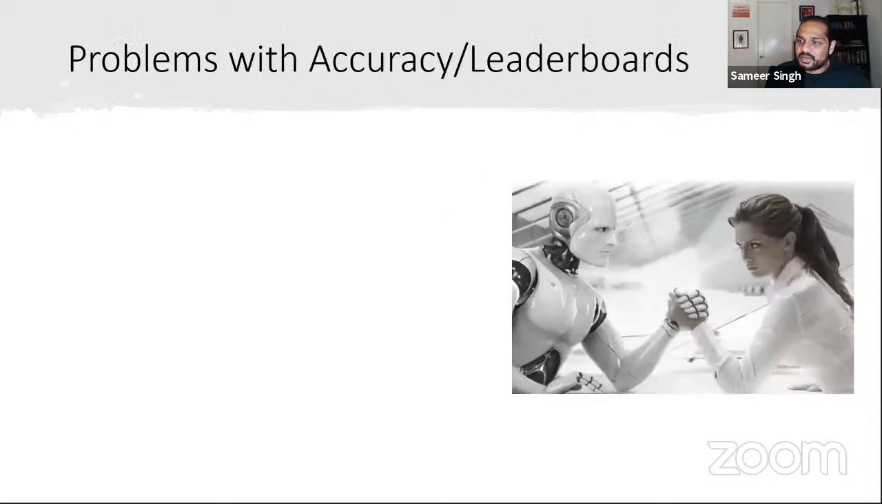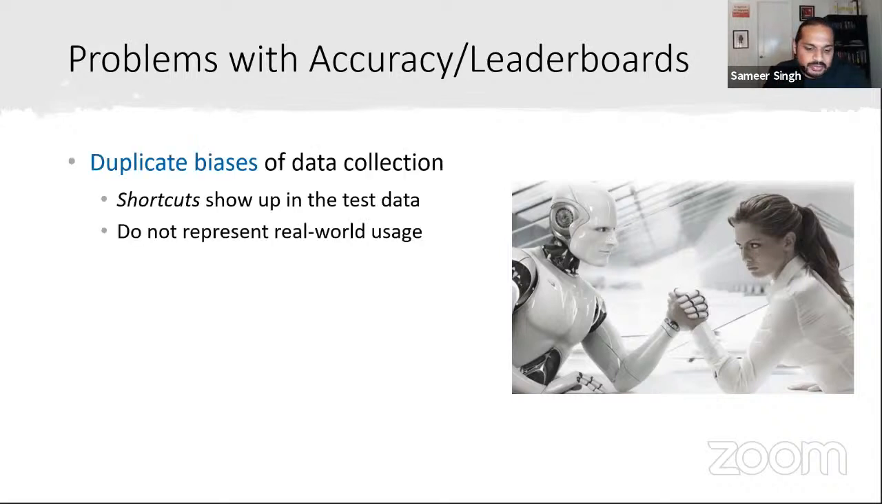And partly it's the way we are relying so much on accuracy or on leaderboards, right? We are saying how good is the machine versus a human on accuracy. And clearly this is a well-known problem because essentially your test set duplicates the biases of data collection, right? So there are all kinds of shortcuts that show up, and that's why these models look good. And more specifically, they do not represent real world usage because of the biases in the data collection.